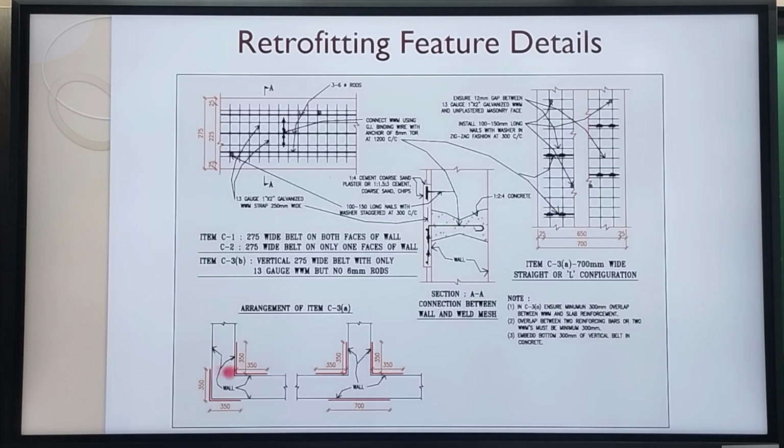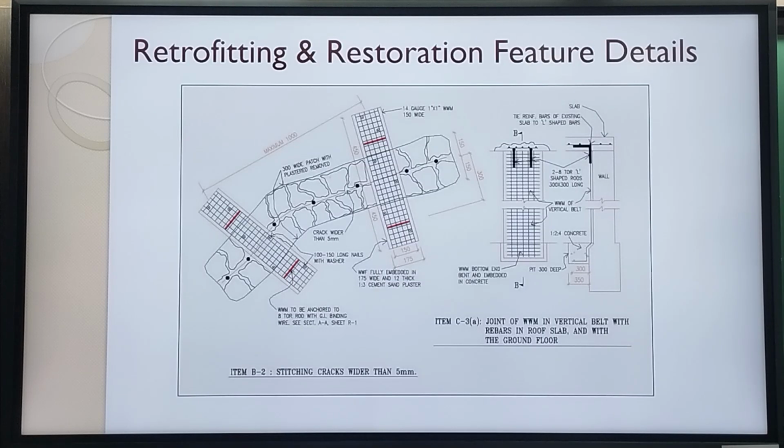So this right here is the alignment of the belt in the corners. It shows the length and the width of it. Right here is the detail of the reinforcement in the belt, both the vertical as well as the horizontal.